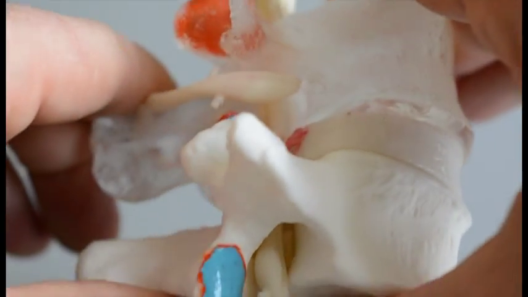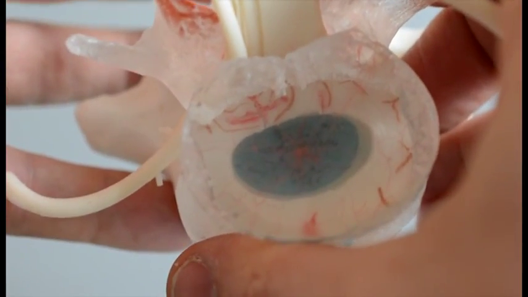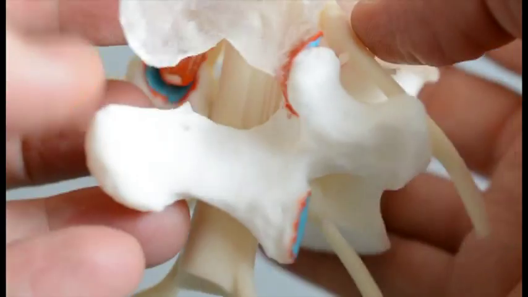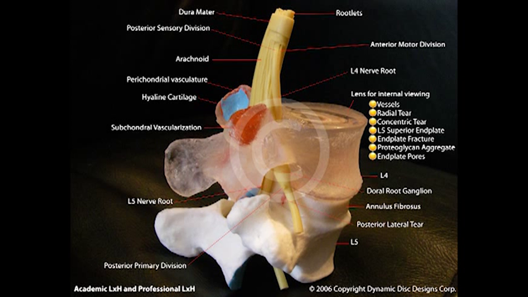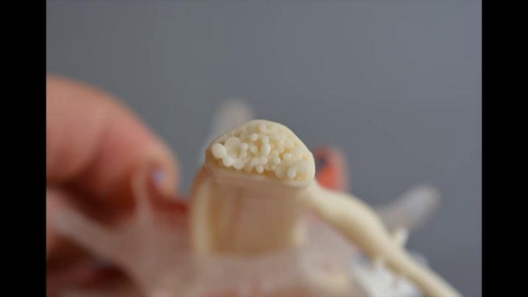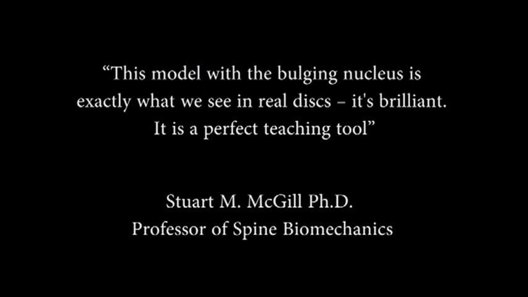With a dynamic disc, demonstrate facet approximation. Other features include innervation to the outer third of the annulus, radial tears, concentric tears, end plate pores, neo-innervation, with a multitude of other anatomical features. Detailed cauda equina has been constructed, as well as the neurology: recurrent meningeal, gray rami communicantes, posterior primary division.